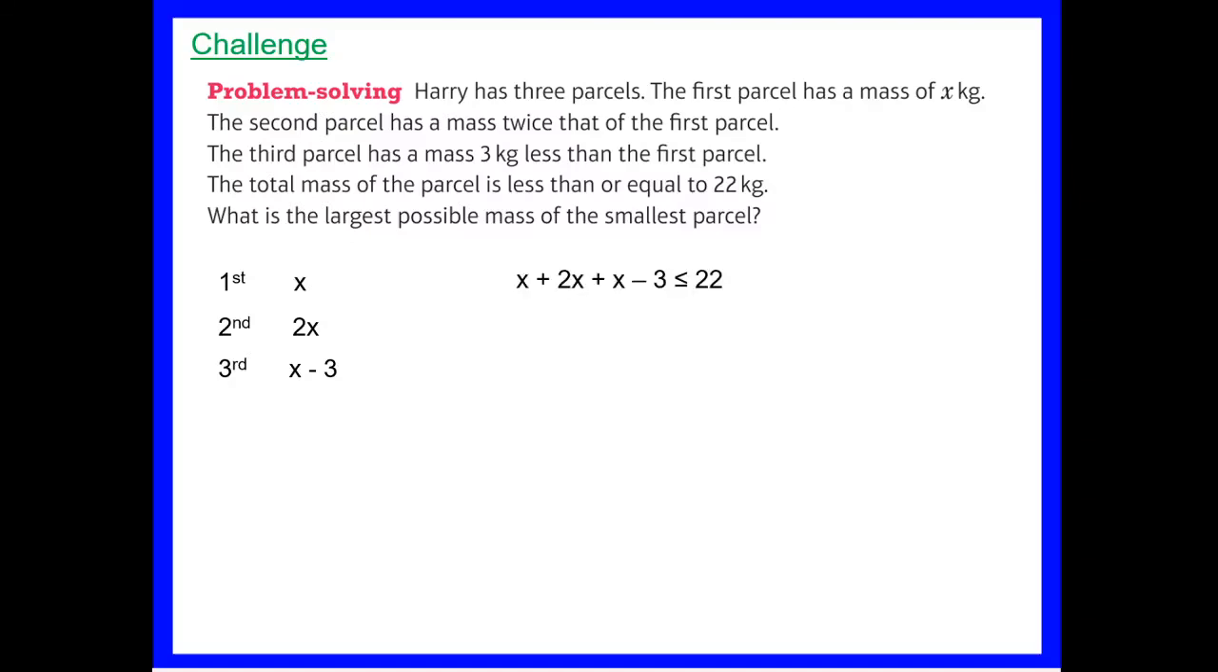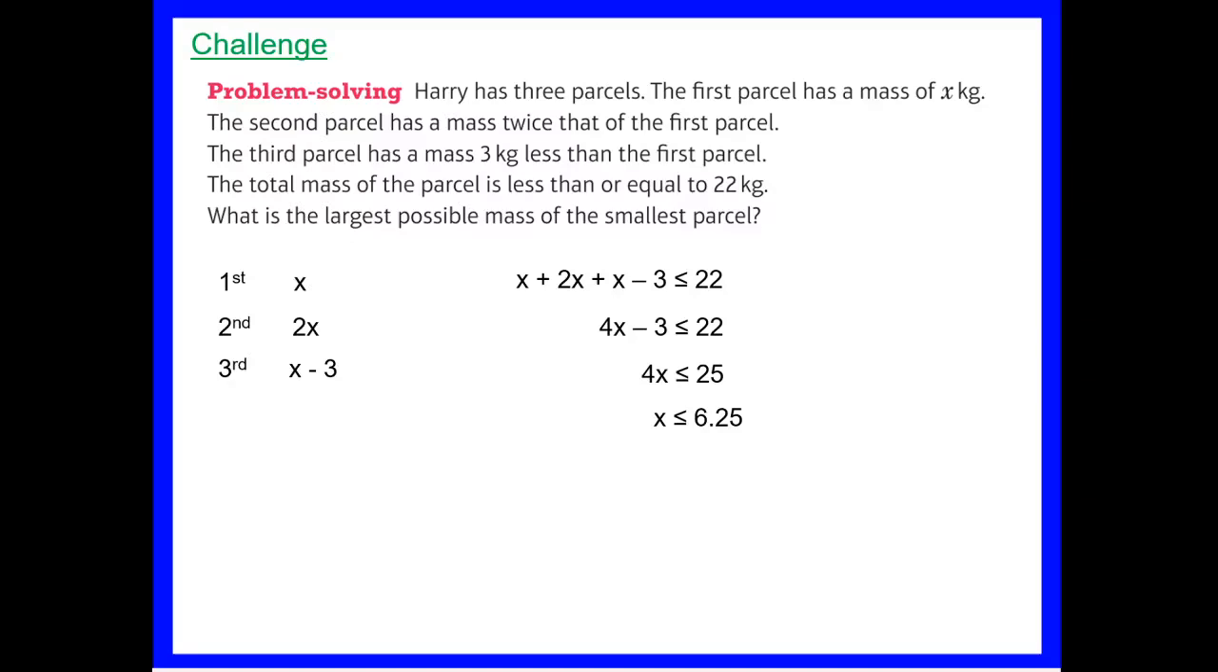So we can write that out. So we had our x plus our 2x plus our x minus 3 has got to be less than or equal to 22. Let's collect our like terms. So x plus 2x plus x is 4x, and we had our minus 3 is less than or equal to 22. And now we can solve to find the value of x. So we're going to add 3 to both sides, giving us 4x is less than or equal to 25. Divide each side by 4, so x is less than or equal to 6.25, or 6 1/4.